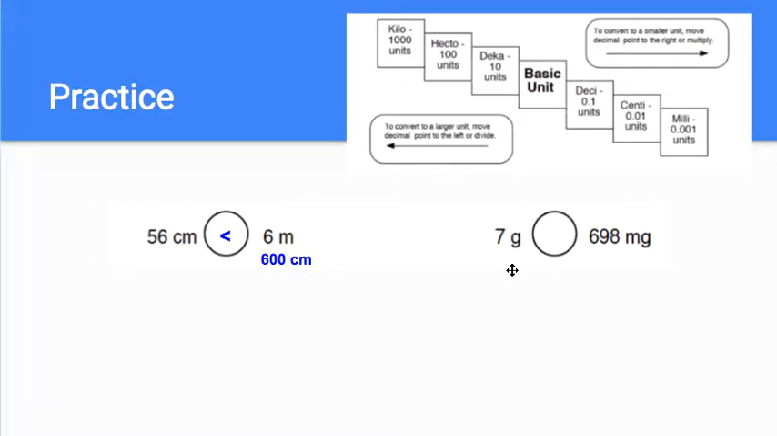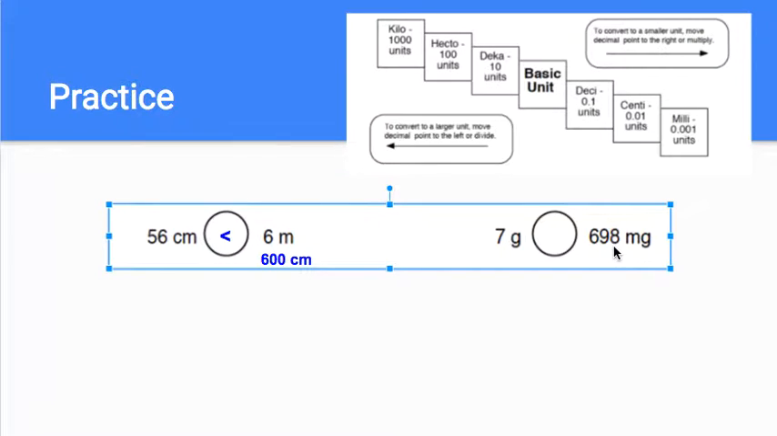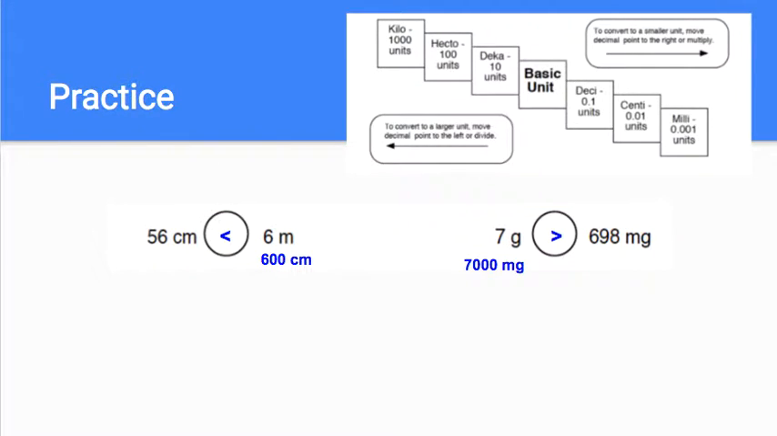Next, I have my 7 grams and my 698 milligrams. I could move this over 3 places and have that be 0.698 grams. Or I can say for 7 grams that that's going to be 7,000 milligrams. Well, I know that 7,000 is bigger than 698. So this is going to be the greater than sign.